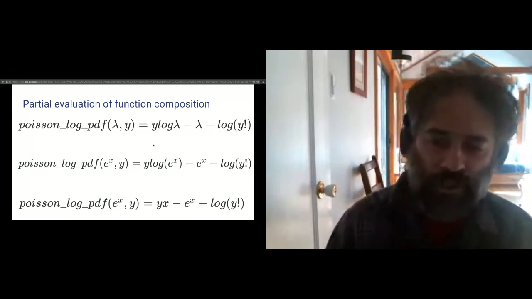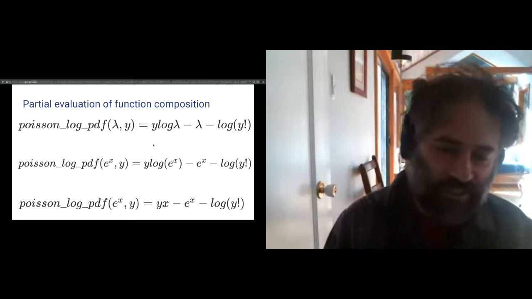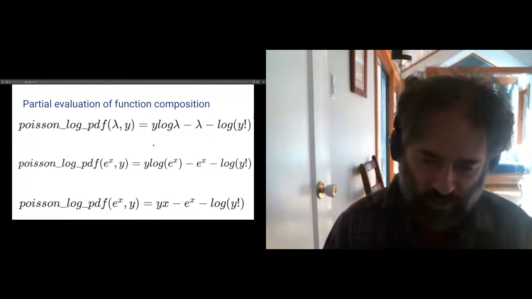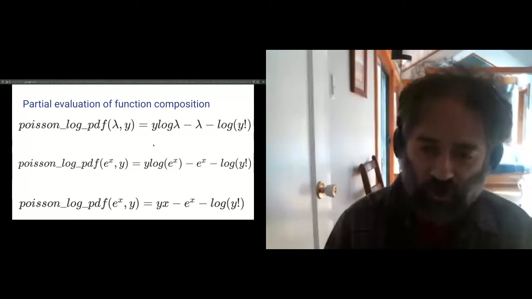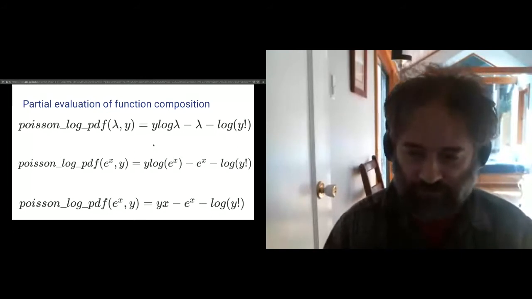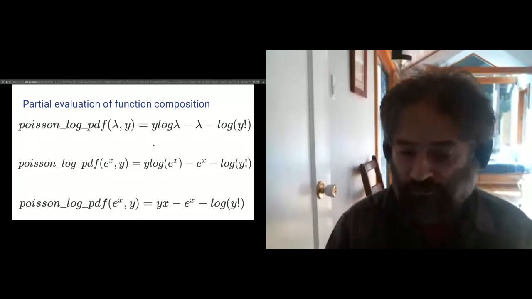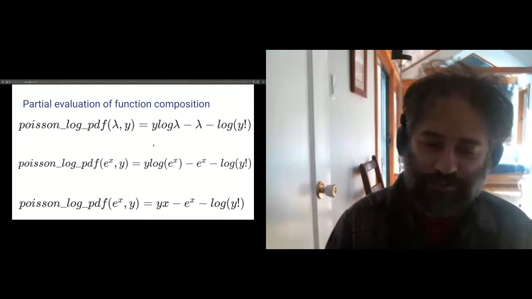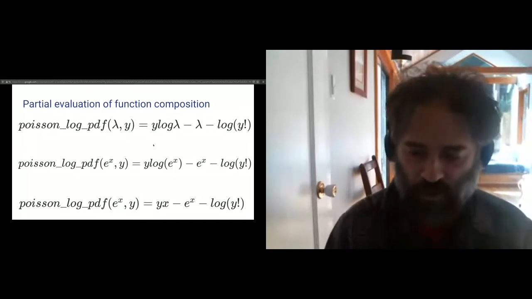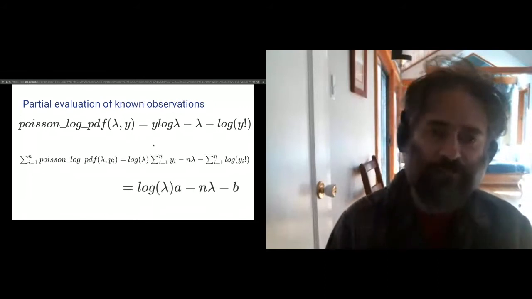And what we want to be able to do is this kind of whole program optimization where we see that no matter what the value of x is, we can always just take y times x rather than y times log of e to the x, right? And we want to do that partial evaluation once, and then use that optimized program every time we do the sampling, right?